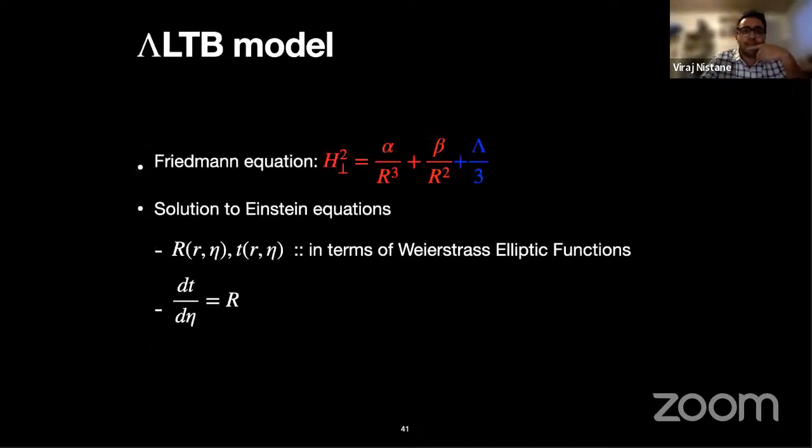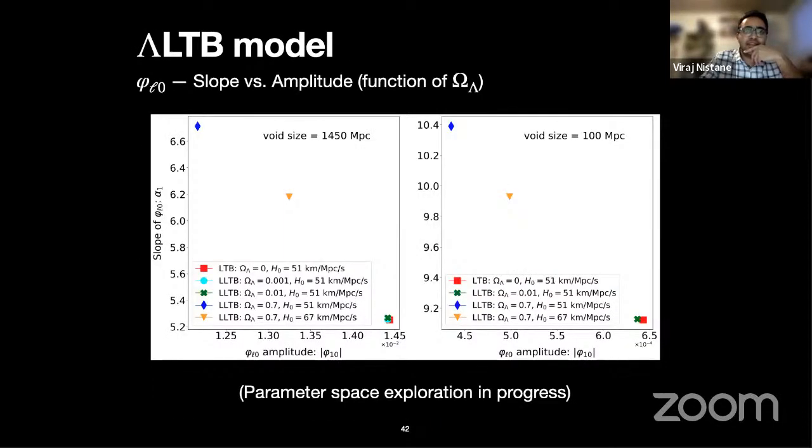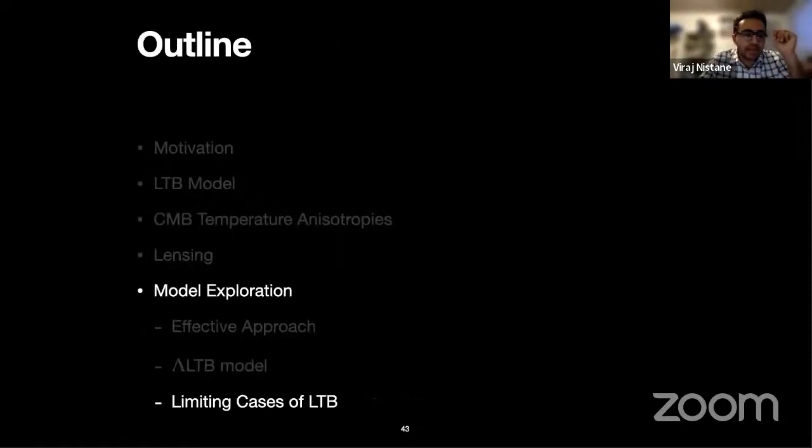And yeah, so let's move to the next part. Yeah, we have seen this. So let's move to the next part, and this will be the final topic of my discussion today, which is the limiting cases of the LTB model. So mainly we shall see here 2 extreme limits of the matter distribution scenario.